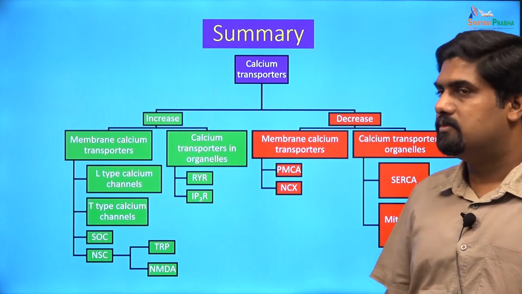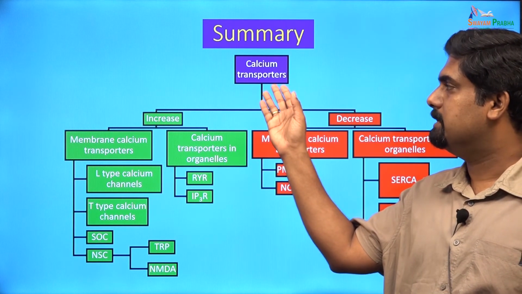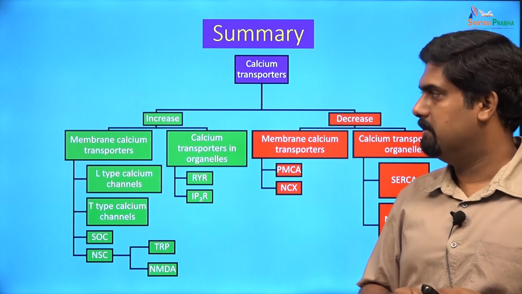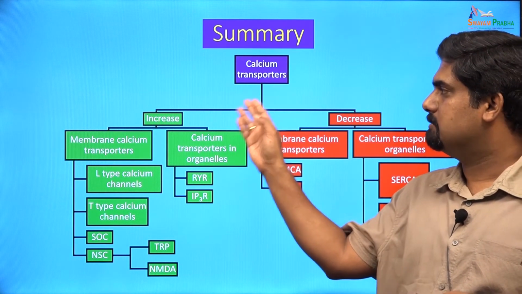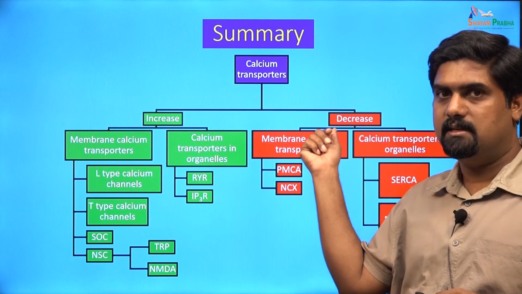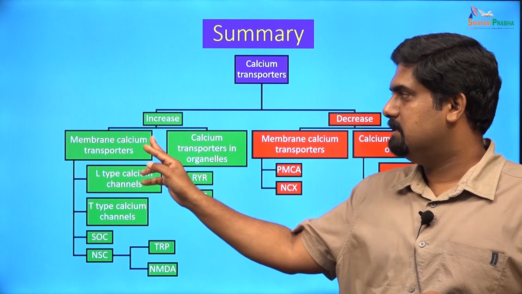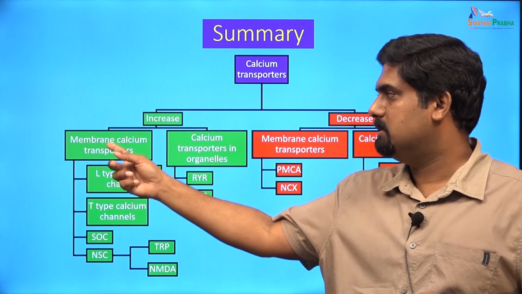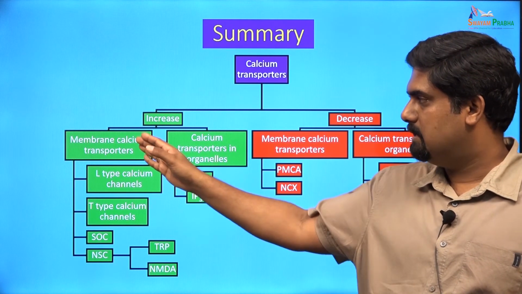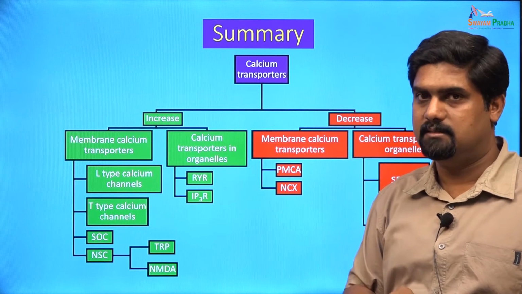So we have come to the end of this session on calcium transporters. We were discussing the various calcium transporters. Let us summarize what we have learned so far. We know that the calcium transporters can either increase or decrease the intracellular calcium levels. The calcium transporters that increase the intracellular calcium levels are present either on the cell membrane or on the organelles. These are the calcium transporters present on the cell membrane which increase intracellular calcium.